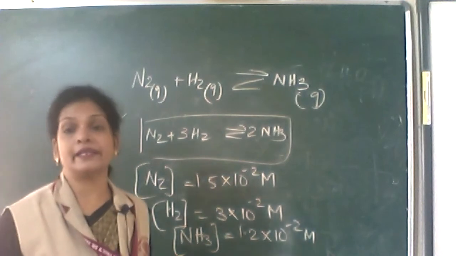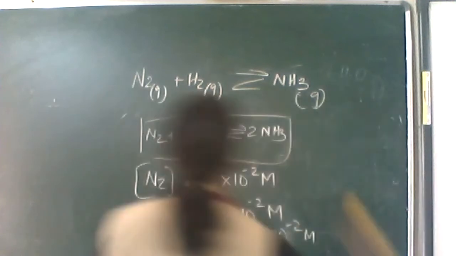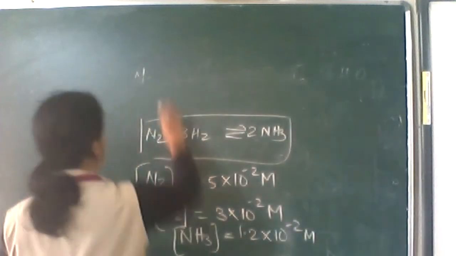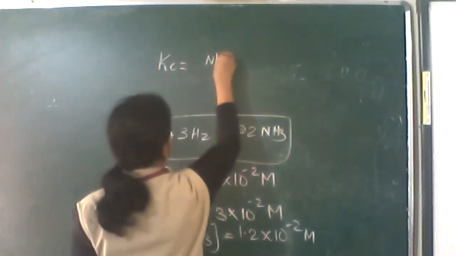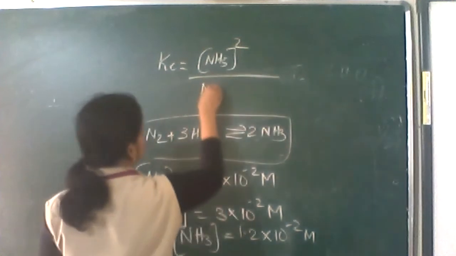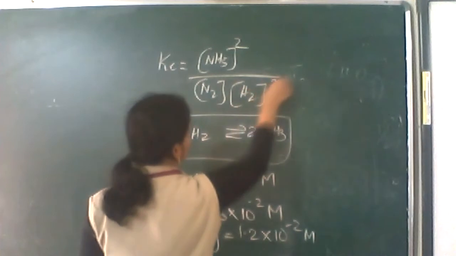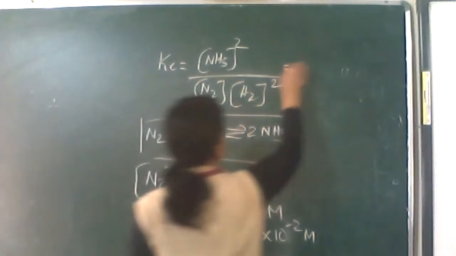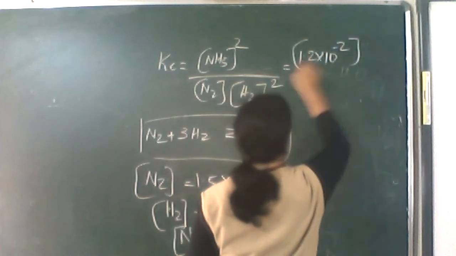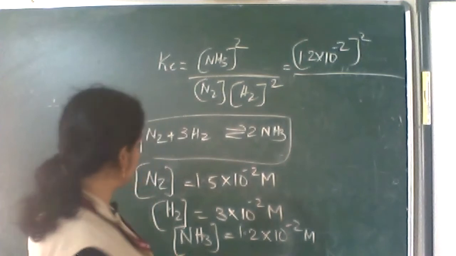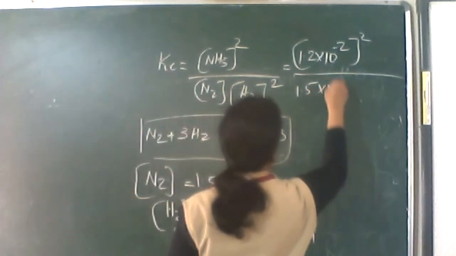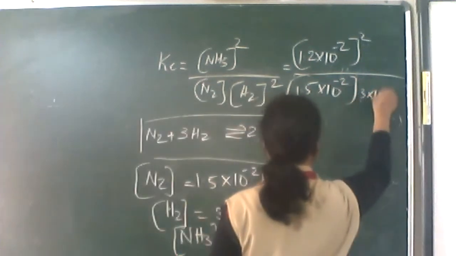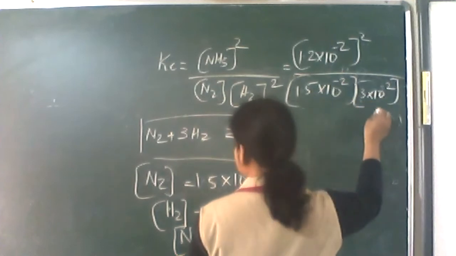Now, the question is to calculate the equilibrium constant. From the balanced equation, you write the equilibrium constant: Kc is equal to NH3 whole square divided by N2 into H2 to the power 3. Now substitute all these values: NH3 is 1.2 into 10 to the power minus 2, whole square, divided by N2, that is 1.5 into 10 to the power minus 2, into H2, 3 into 10 to the power minus 2, raised to 3.